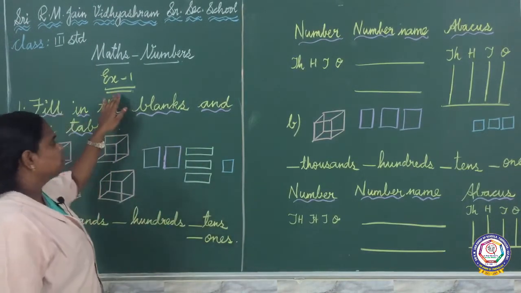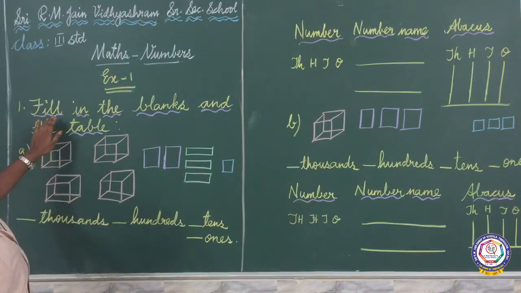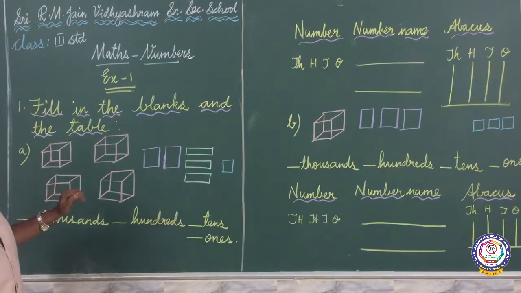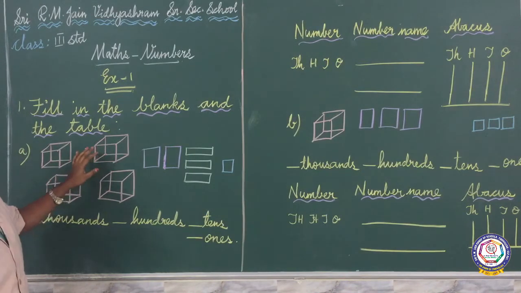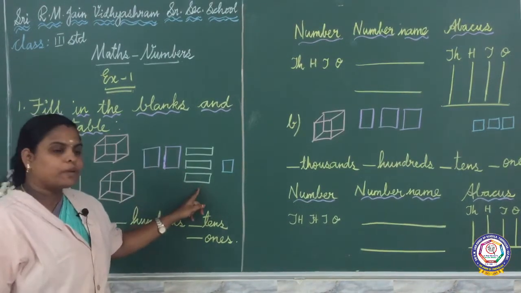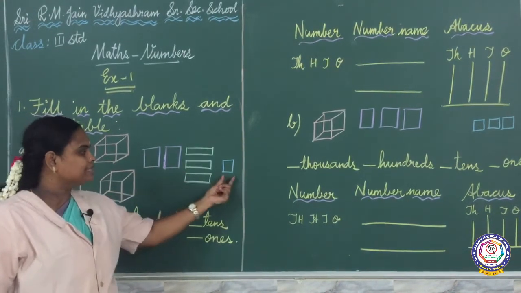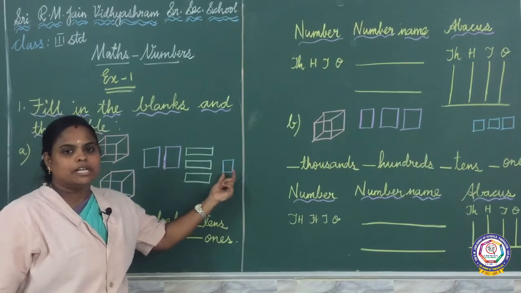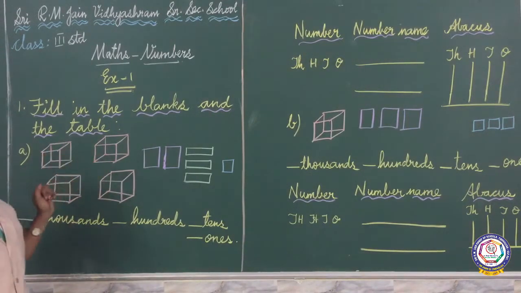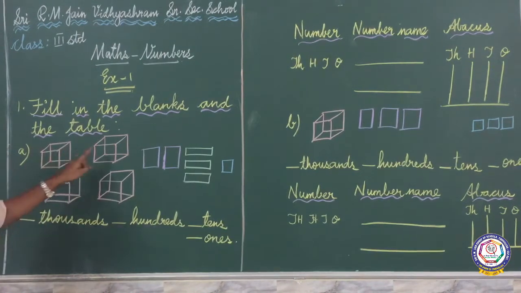So now we are going to start exercise 1. In exercise 1, fill in the blanks on the table. Already I told you to represent 1000 we are using this cube, to represent 100 this square box, to represent tens this rectangle box, and the small square box represents ones. See here how many cube boxes are there? 1, 2, 3, 4. 4.